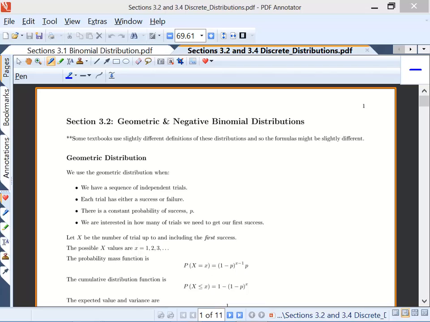So we just learned about the binomial distribution. We've also learned about the Bernoulli. Now we're going to learn about two more discrete distributions, geometric and negative binomial, and then the next section is the Poisson distribution. So in total, we'll have 4 discrete distributions we'll learn about.